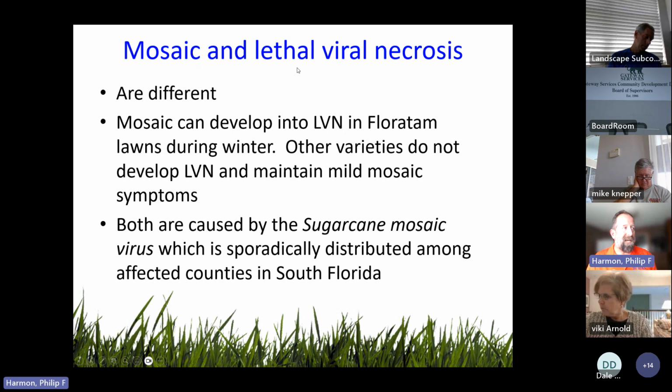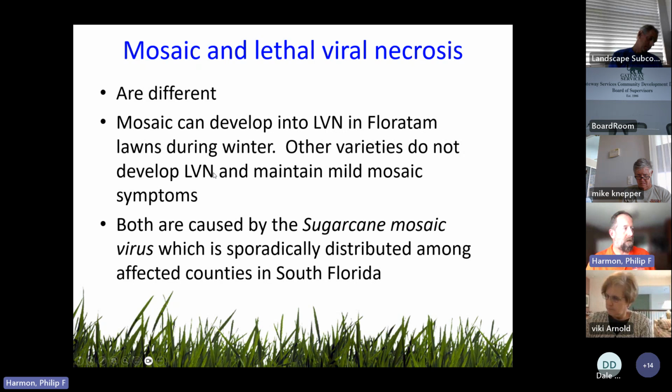So as a kind of a review here, mosaic and lethal viral necrosis are two different things. Mosaic occurs on all St. Augustine grass varieties. Floratam develops lethal viral necrosis. Mosaic develops into lethal viral necrosis on Floratam during the winter months, starting in about November. Prior to the winter months, the Floratam might recover some. In the first years, it may recover more than in the later years after infection and introduction of the virus. But other varieties do not develop LVN from the virus. So they maintain the mild mosaic symptoms that we really don't care about because they don't cause heartache over our lawns in the way they look.